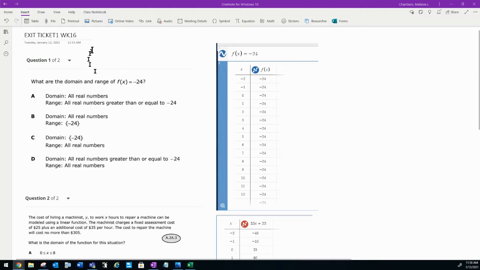Hello, students. For tutorials today, we're going to go over the exit ticket, so you can follow along. What are the domain and range of f of x equals negative 24?